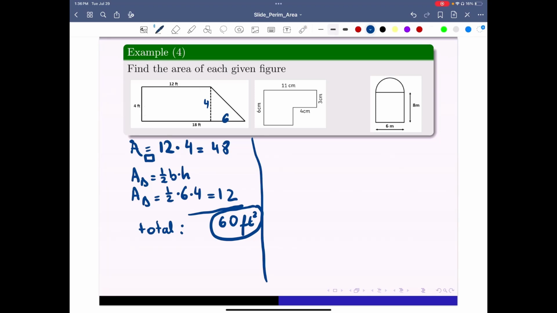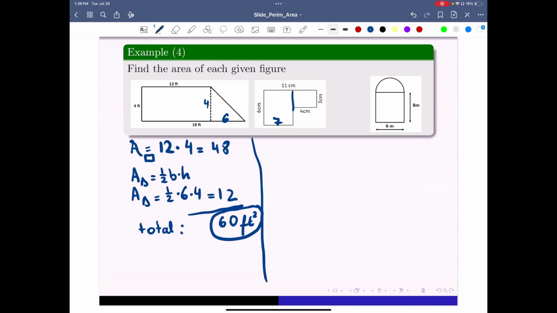Now part B, this rectangle, this shape we can also divide into two. So we have that the whole side is 6 and the sides would be 7, because total distance is 11 minus 4 here would be 7.